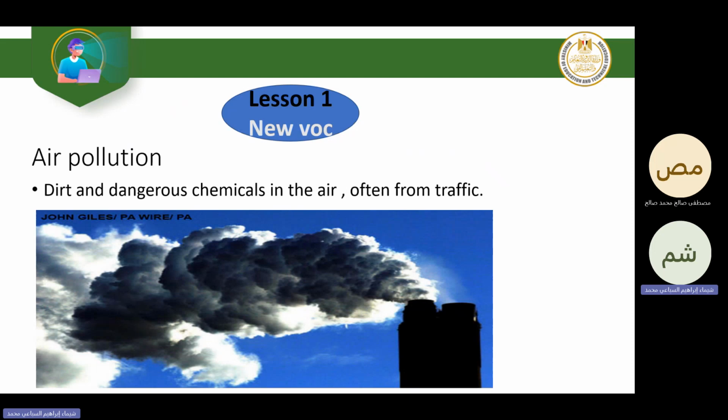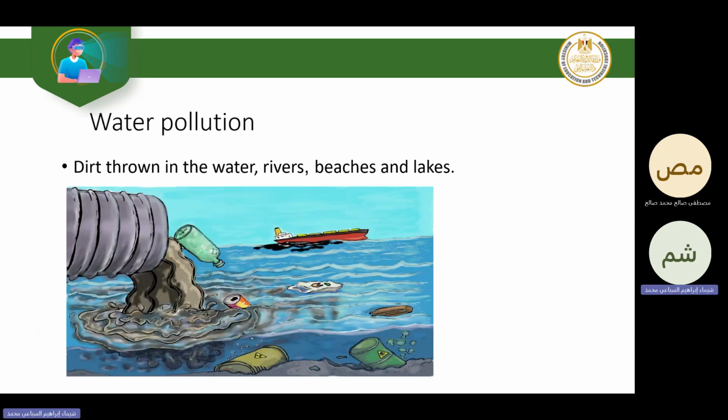Okay, the second word, water pollution. Water pollution means dirt thrown in the water, rivers, beaches, and lakes. All the dirt that people throw in the water is water pollution. Can you see all the rubbish that is in the sea? We have bottles, we have tins, we have plastic, we have a lot of things. And all this, of course, causes water pollution.